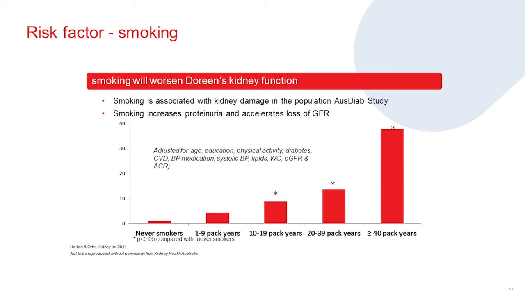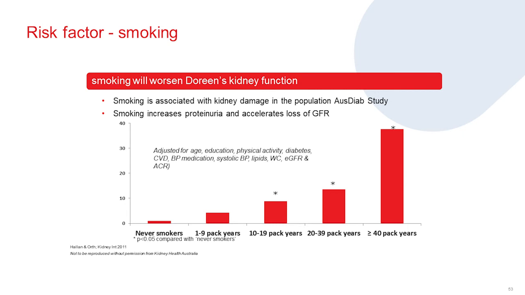The other main risk factor is smoking. Smoking will certainly worsen Doreen's kidney function. Smoking is associated with kidney disease in the AusDiab study and increases proteinuria and accelerates loss of GFR. And as you can see, with the increase in pack years, the percentage of kidney function lost is more.